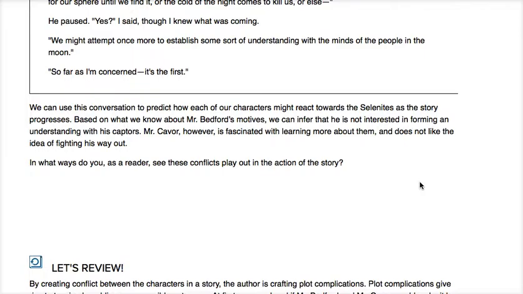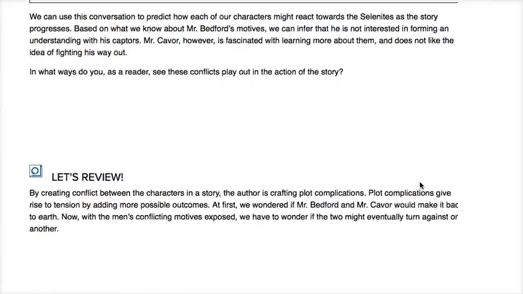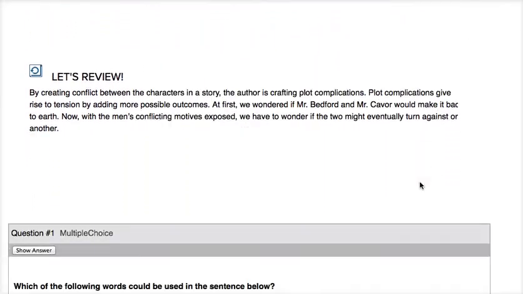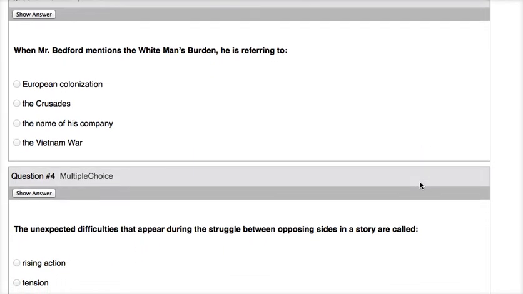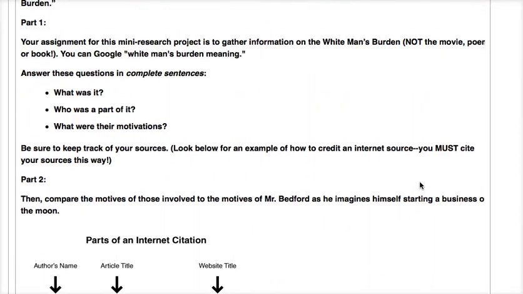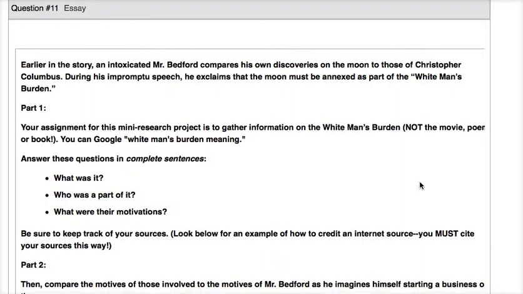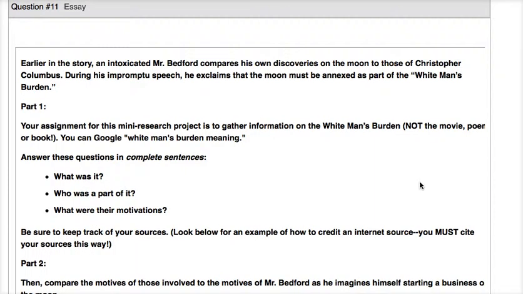Just take a little minute to think about how you see these actions playing out or coming to a resolution. Okay, so I'm going to leave you to read the Let's Review section. And we are going to skip the multiple choice questions for now and go to the end, to the essay question. We're going to read, and I'll explain to you what you need to know, what you need to do.